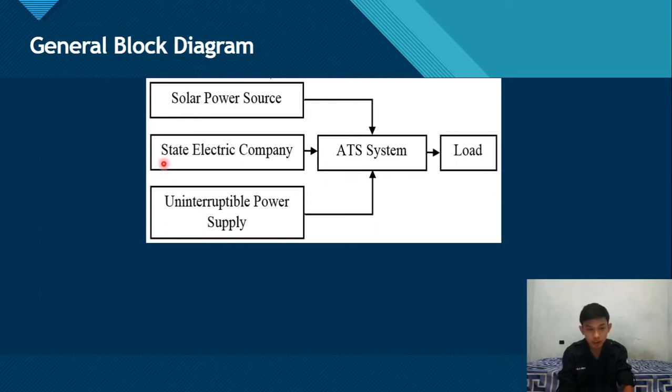The grid source or power source from state electricity company, which is a single phase system, 220 volt AC voltage and 50 Hz frequency. And the UPS source is simulated with 12 volt and 100 ampere hour battery, which connect to 1000 watt inverter. And the ICITACEE system circuit consists of timer, contactor, and time delay relay.